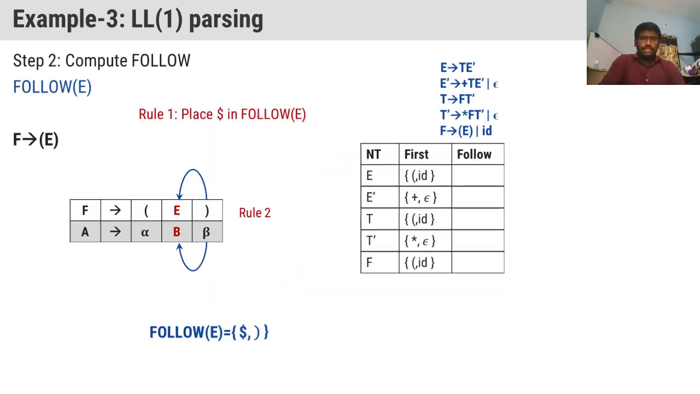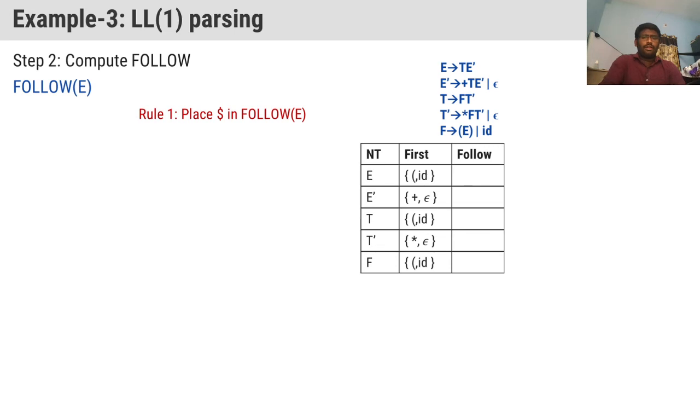So consider follow of E, our first non-terminal is capital E. After eliminating left recursion, we have seen the grammar, right? Consider this is the grammar we have, and these are the non-terminals. Whatever symbols are present on the left hand side, they are the non-terminals. Non-terminals are capital E, E dash, T, T dash and F. Our first non-terminal is capital E, so that's why we are starting with capital E.